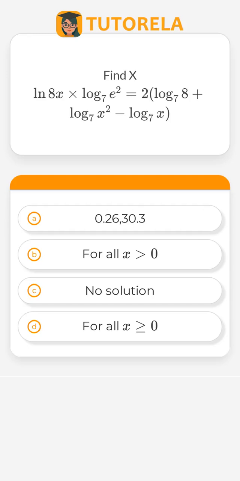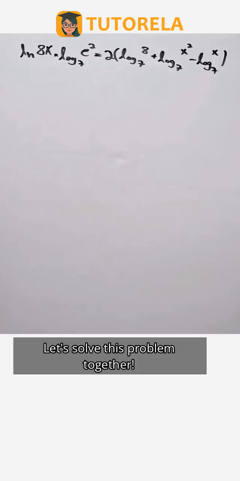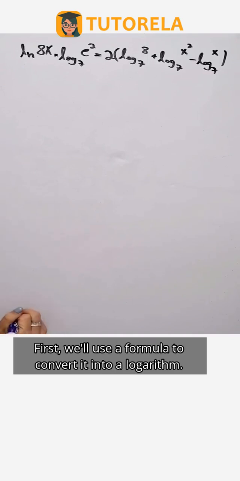Find x. The natural logarithm of 8x multiplied by the logarithm base 7 of e squared equals 2 times the quantity, the logarithm base 7 of 8 plus the logarithm base 7 of x squared minus the logarithm base 7 of x. Let's solve this problem together. First, we'll use a formula to convert it into a logarithm.